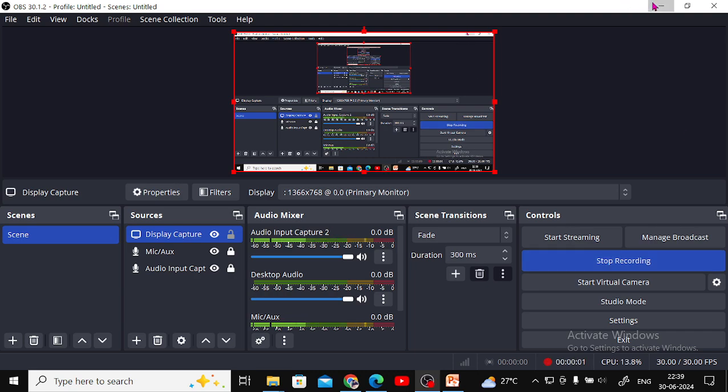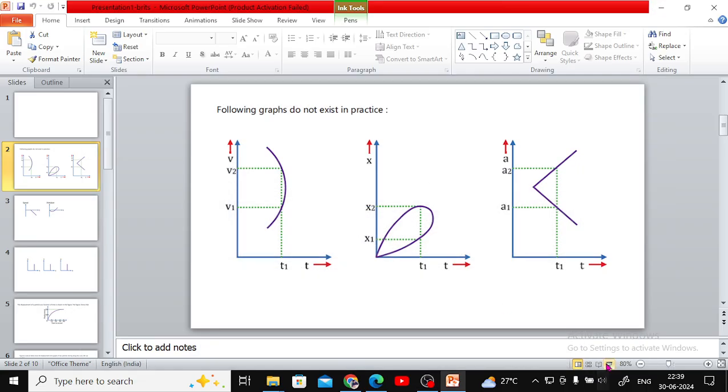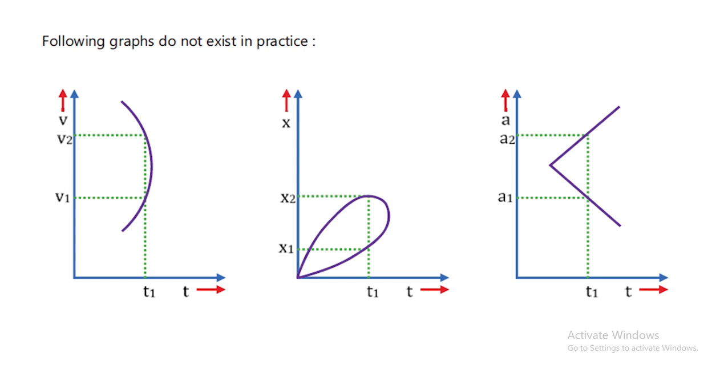Yeah. So write this question. According to the graph method, whether it is possible or not, we will try to see. The following graphs do not exist in practice.